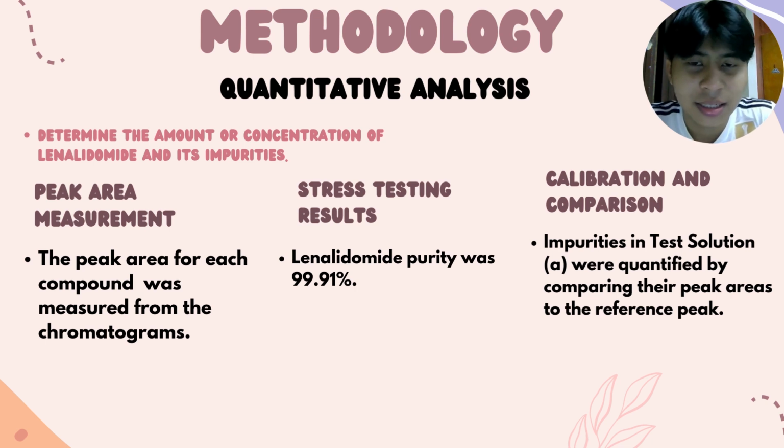This is the second part of the methodology. Quantitative analysis, to determine the amount or concentration of lenalidomide and its impurities. The first quantitative analysis is peak area measurement. The peak area for each compound was measured from the chromatograms. Stress testing results: lenalidomide purity was 99.91%. Calibration and comparison: impurities in test solution A were quantified by comparing their peak areas to the reference peak. The purpose of the quantitative analysis is first to ensure the method accurately measures impurity levels and detects degradation products.